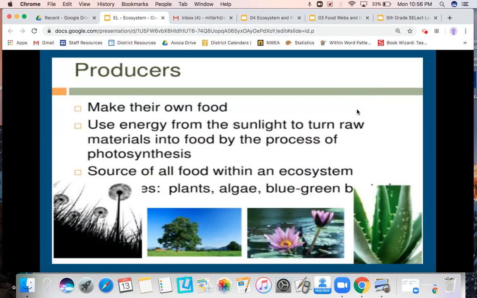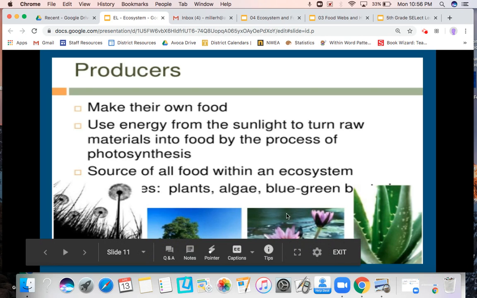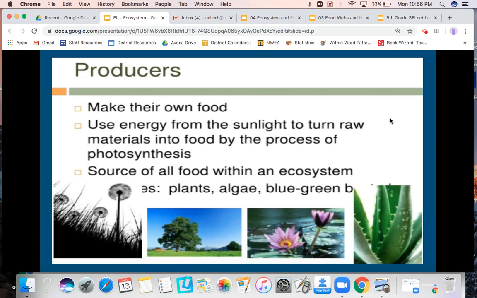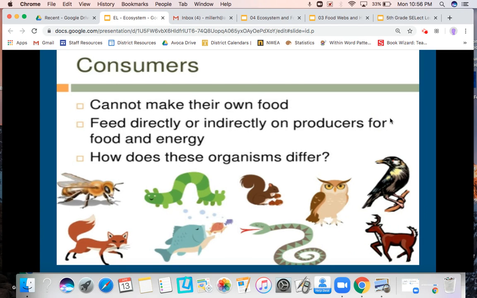Let's start with the producers. Producers are plants, and they make their own food and use sunlight. So we have some plants, we have some flowers, and we have some trees. And even algae is also a producer. Consumers, on the other hand, cannot make their own food, and they eat other plants and animals to get their energy.